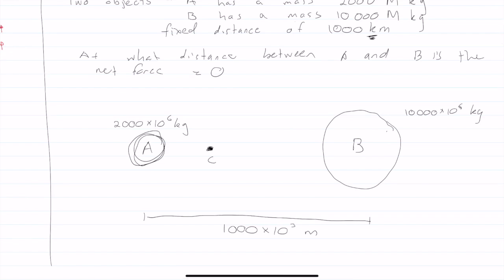I'm going to call the distance between A and C x. So a distance x. And what does that make the distance between C and B? It makes it 1000 times 10 to the 3 minus x. Okay, does that make sense?